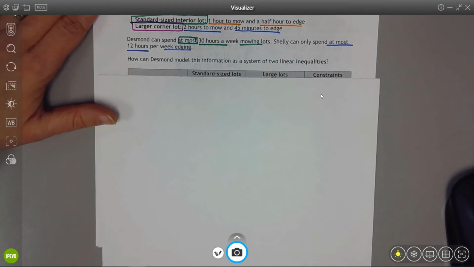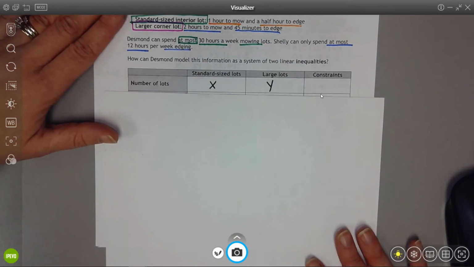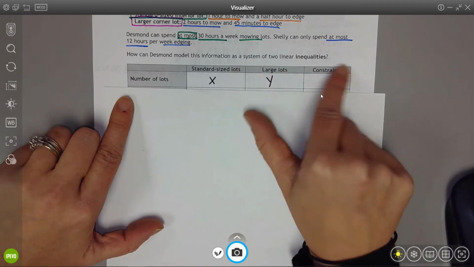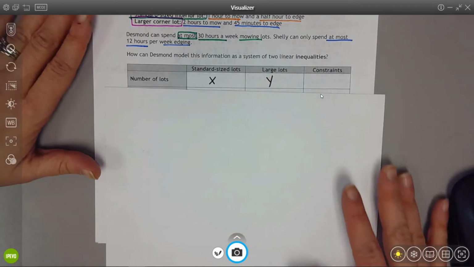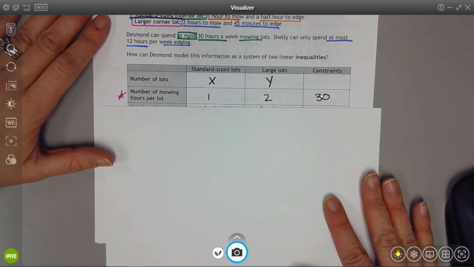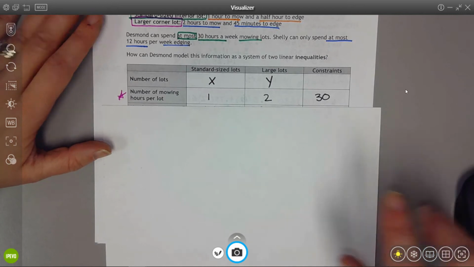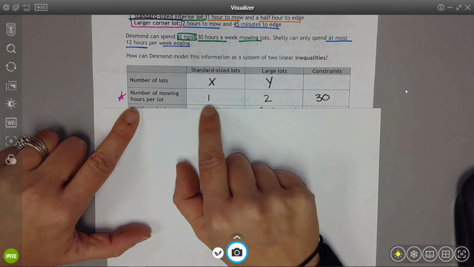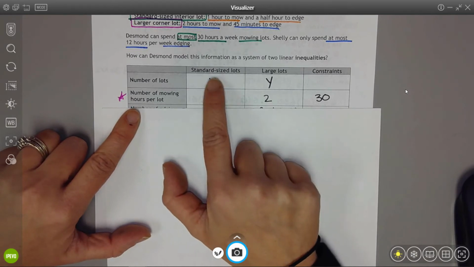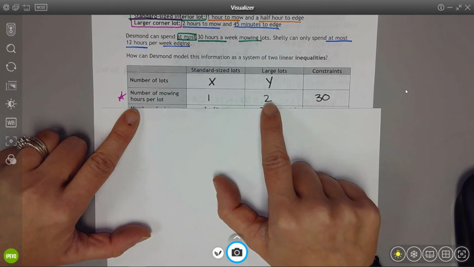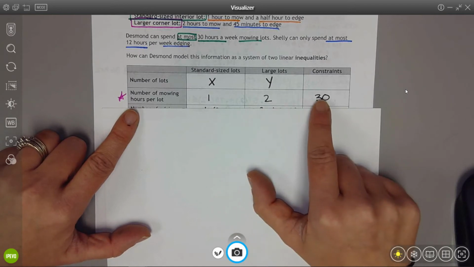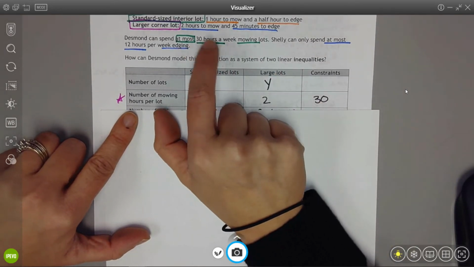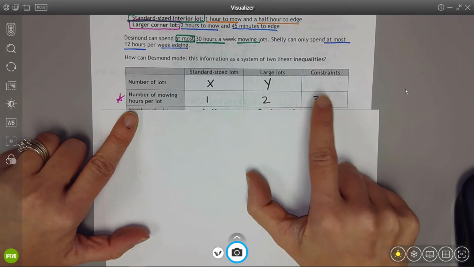Let's just talk about Desmond for a second. What is the number of lots? X and Y. There's no constraints here. Constraints means limits. How long is it going to take him to mow each lot? It takes him 1 hour to do a standard lot and 2 hours to do a corner lot. The constraint says that he can spend at most 30 hours, meaning that's the biggest the number can be.